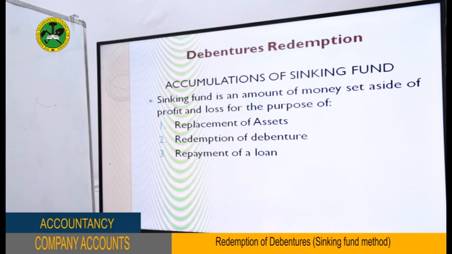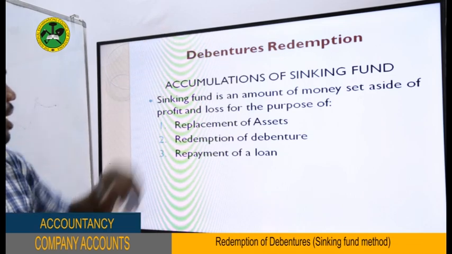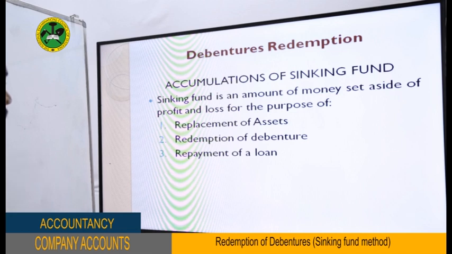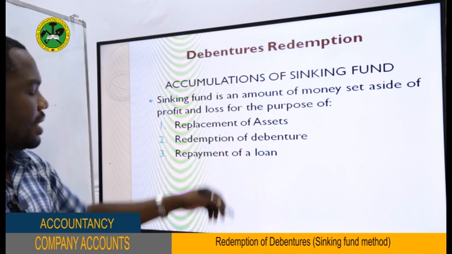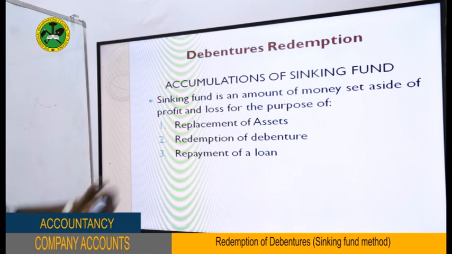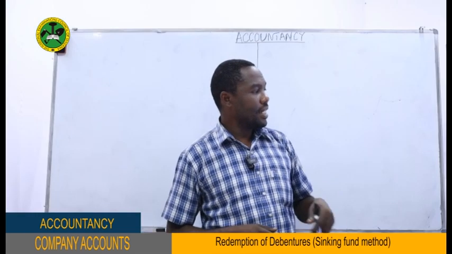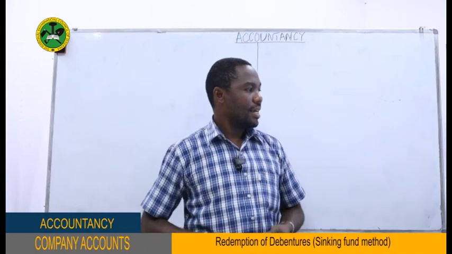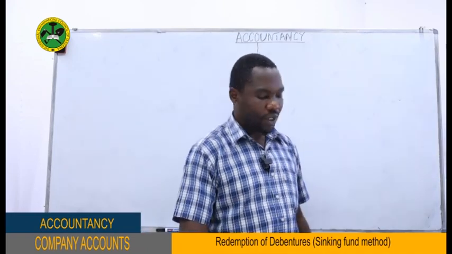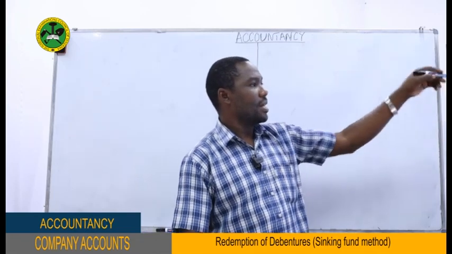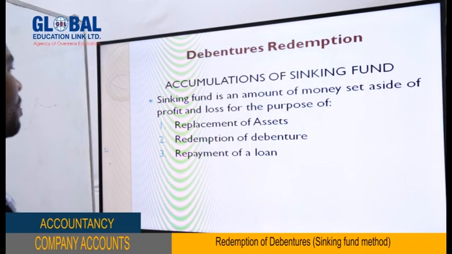If you take a loan now and you need to repay it in the future, and if it is payable as a lump sum, getting all the money instantly may be difficult. So you may create a sinking fund now. You accumulate that money and invest it in outside securities. So the interest together with the amount set aside will be sufficient to repay the loan. But basically here we are concerned with the sinking fund that will help us in redeeming the debenture.